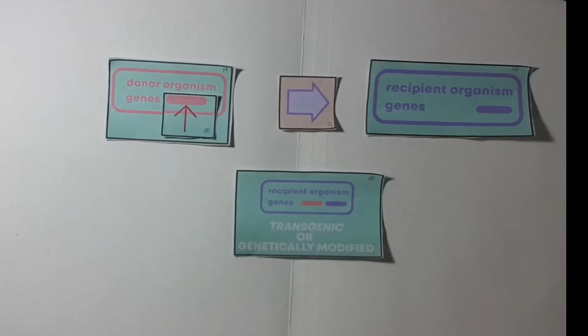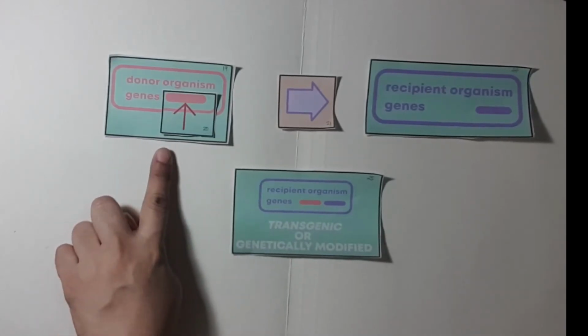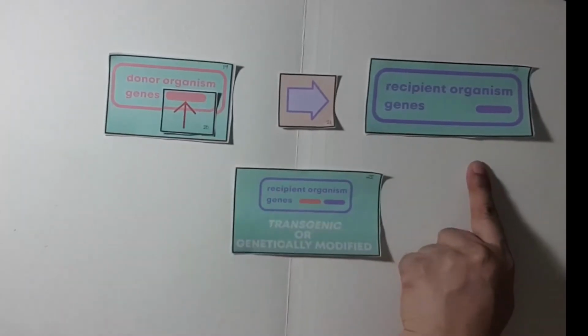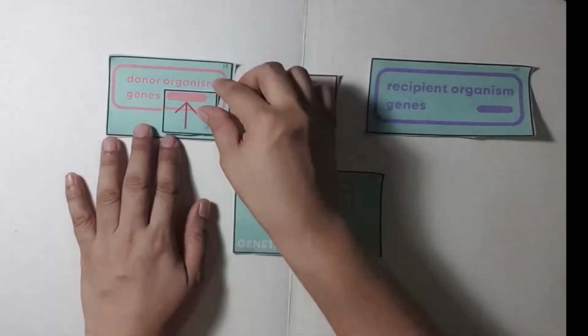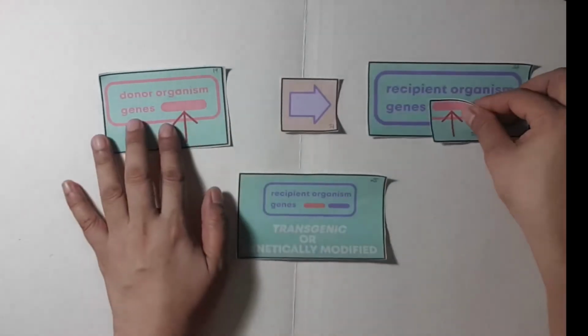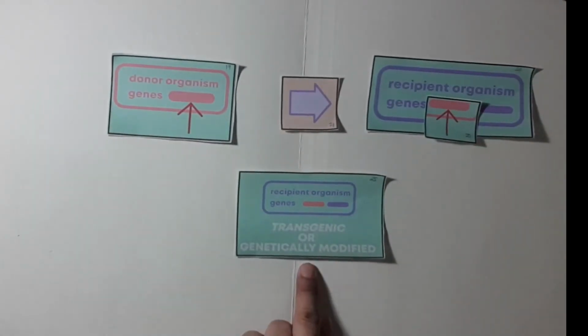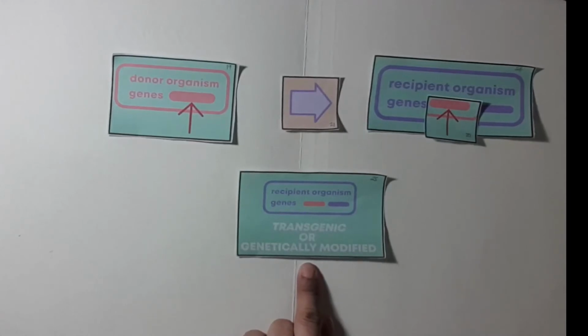Genetic engineering involves removing a gene from one organism, which is called the donor, and transferring it to another organism, which is referred to as the recipient. The recipient is called the transgenic organism or genetically modified organism.